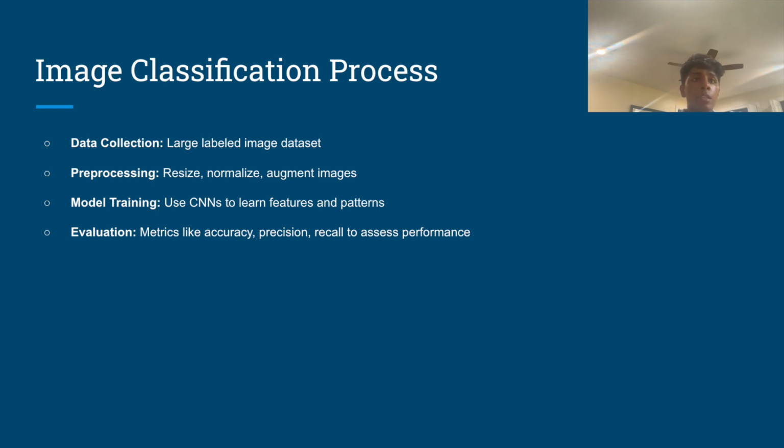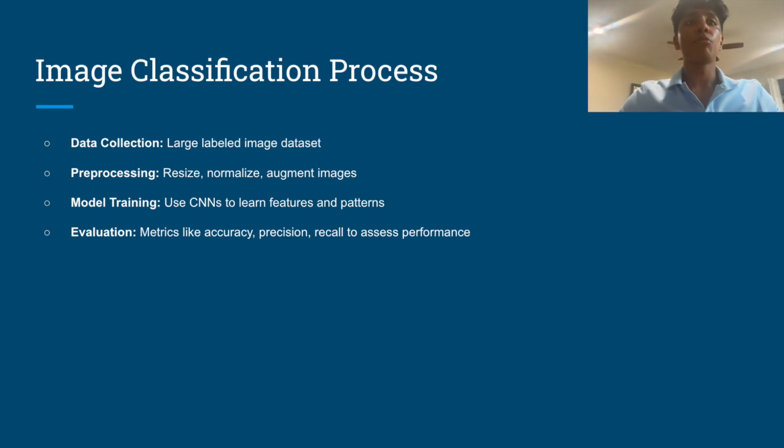Model training. The prepared dataset is used to train a machine learning model such as a convolutional neural network. CNNs are particularly effective for image classification tasks due to their ability to learn spatial hierarchies of features in images. During training, the model adjusts its internal parameters based on the images it processes to minimize the difference between its prediction and the actual labels.